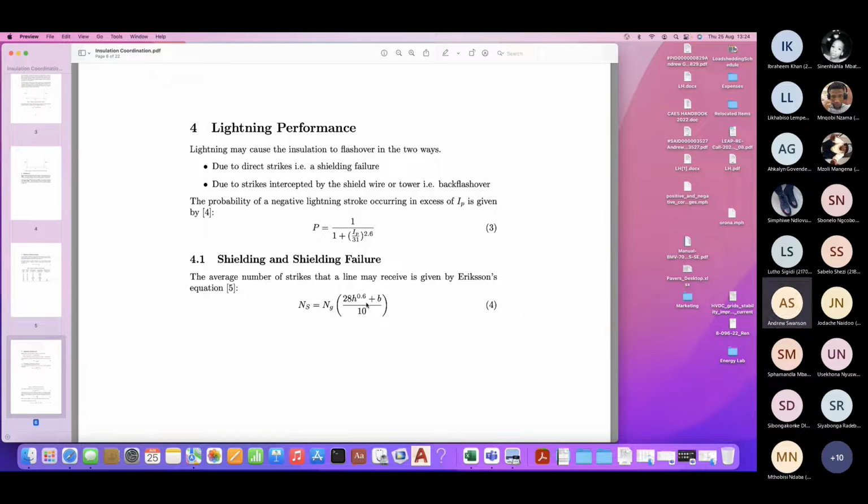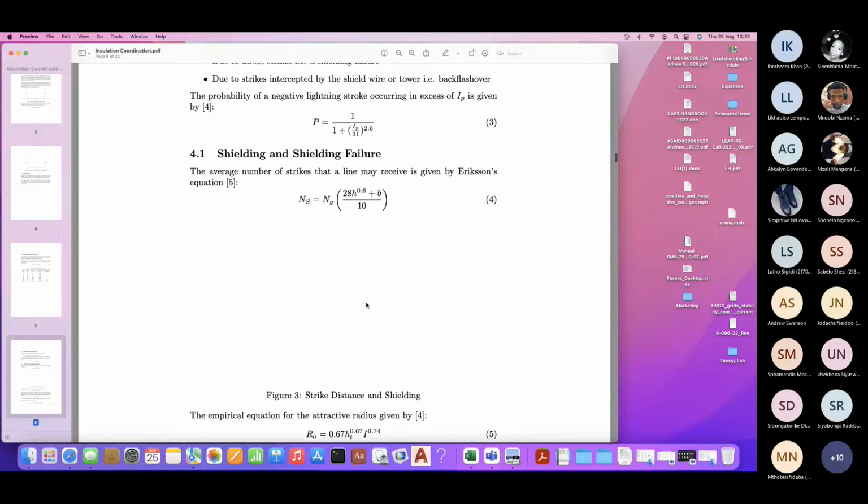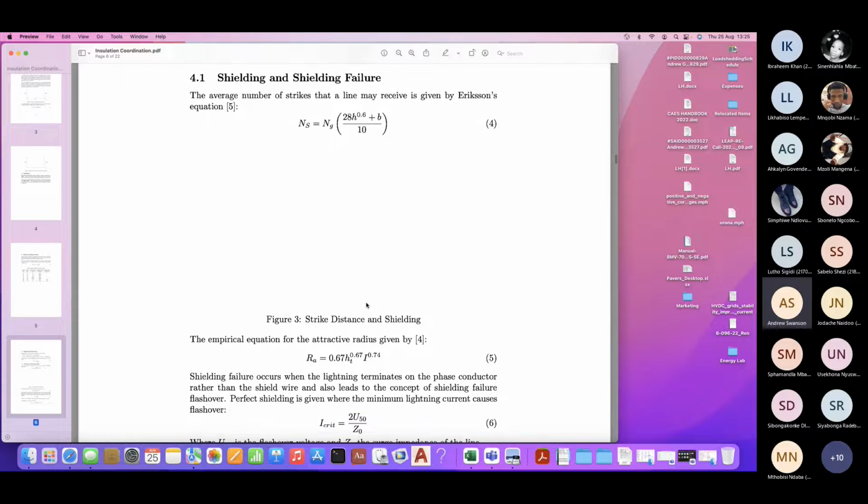Okay, so equation 3 gives the probability of a lightning stroke occurring in excess of I peak, and it's given by P equal to 1 divided by 1 plus (IP divided by 31) to the power of 2.6. So that's equation 3. I hope you have these notes open, because I'm going to start referring to the equations while I draw just now.